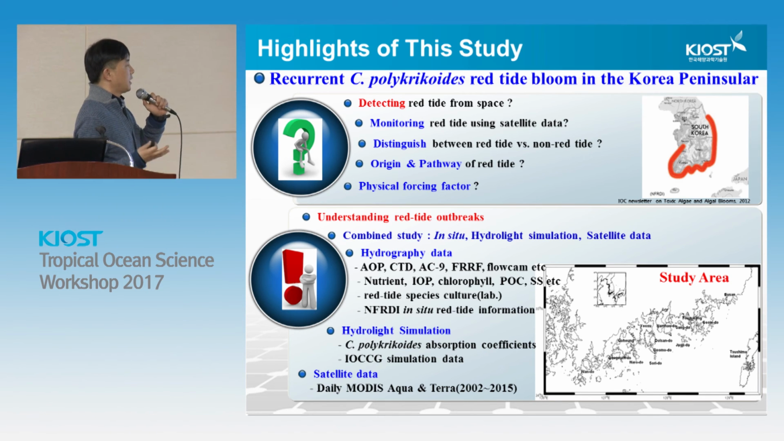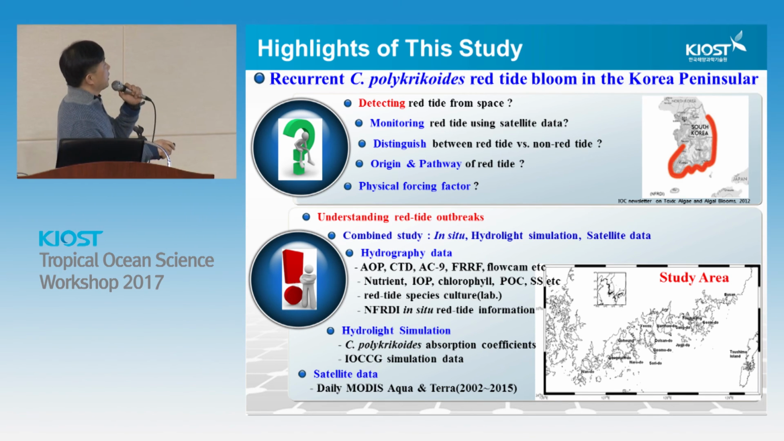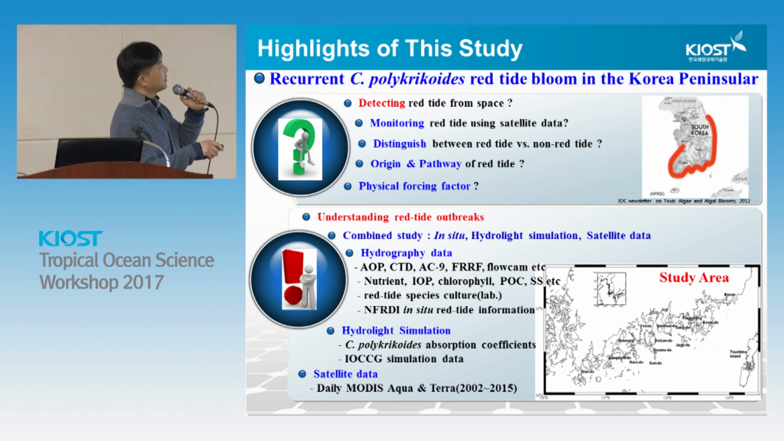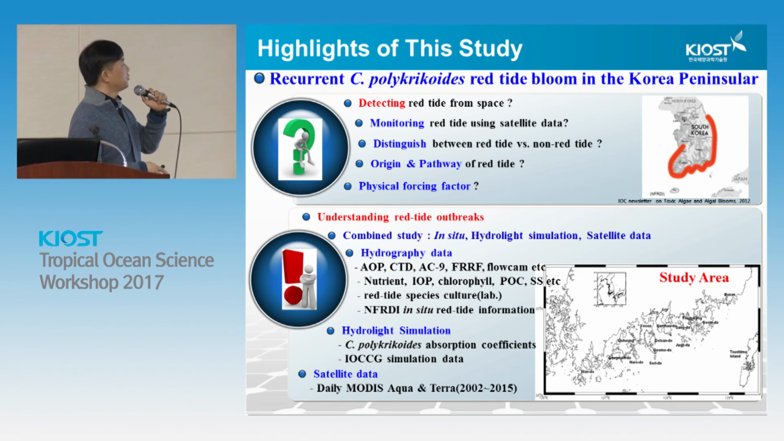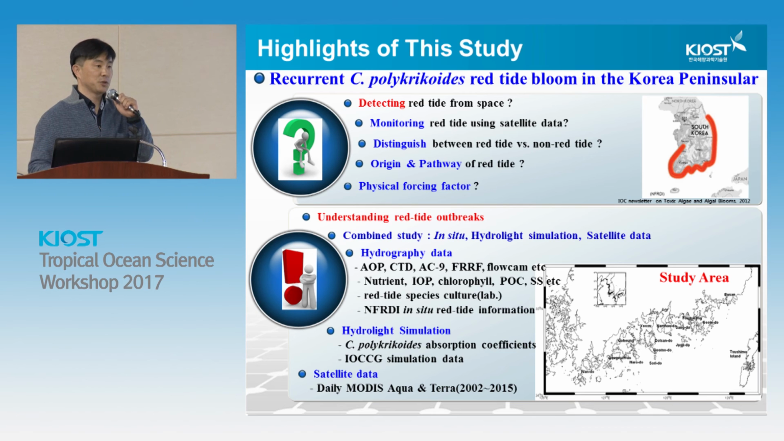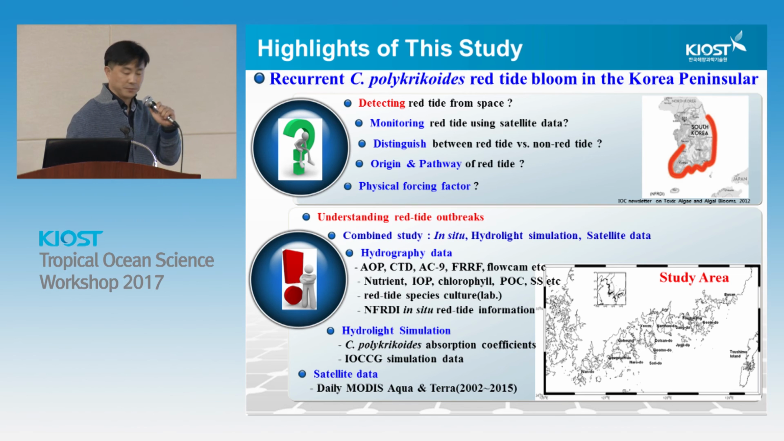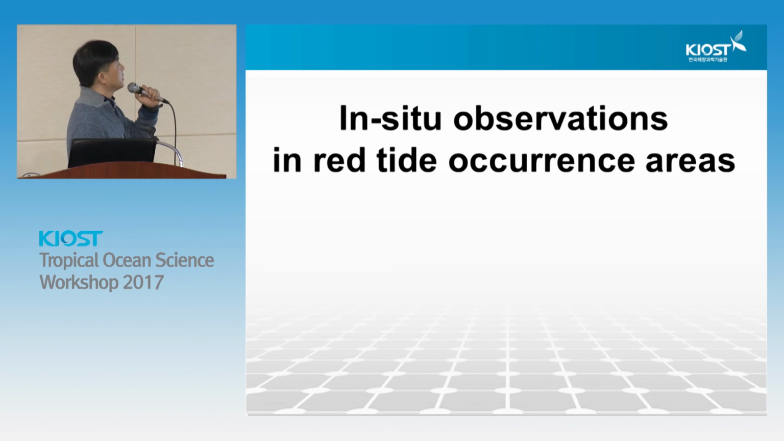So I have lots of questions. Can we detect red tide bloom from space? We can monitor the red tide, we can distinguish it, we can trace the origin path of red tide. What is the physical forcing factor? So I tried to understand red tide outbreak. I used a combined study: INSURE's hydrographic simulation data, satellite data, and also reanalysis data. So I will give you some in-situ observation in red tide occurrence areas.